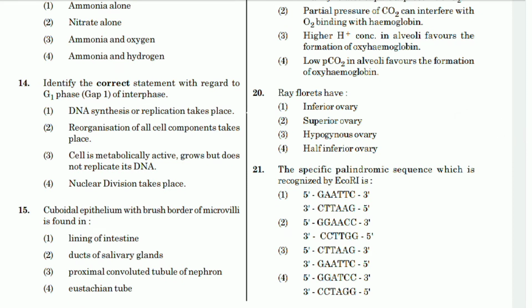15th question is, cuboidal epithelium with a brush border of microvilli is found in. The options are lining of intestine, duct of salivary glands, proximal convoluted tubule of nephron, and eustachian tube. From these, the correct option is, of course, option C, proximal convoluted tubule of nephron.